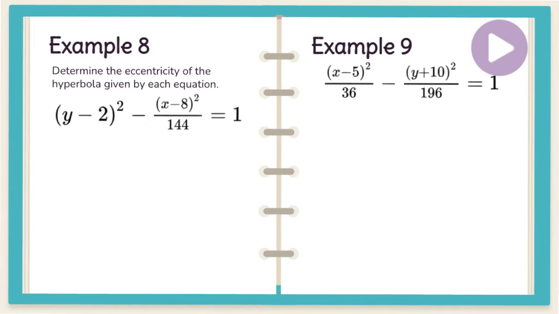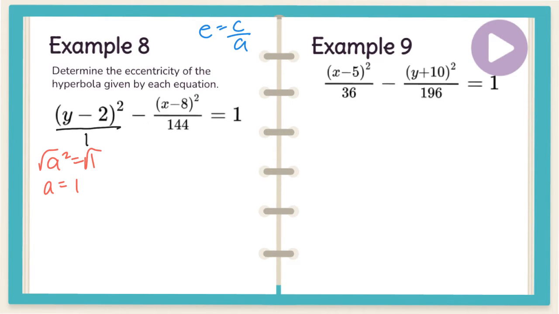Example 8. So once again, we are going to use that eccentricity formula, E equals C over A. We need to begin in example 8 by finding the denominator for A. Well, notice how there is no denominator in the first term. So anytime there is no denominator, we can set that denominator as 1. So we can see here that A squared equals 1. Square root both sides, so A is going to equal 1.